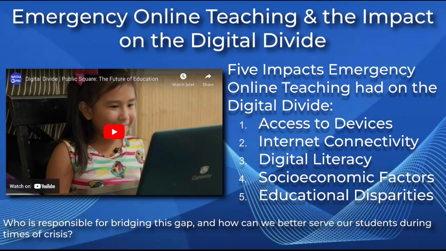There are 5 major impacts that emergency online teaching had on the digital divide. Ultimately, it caused us to be aware of everyone's equal access to devices, internet connectivity, digital literacy, socioeconomic factors, and educational disparities. When we think about this topic and the effects it had on society, it's important to think about who is responsible for bridging this gap, and how can we better serve our students during these times of crisis. A few of these impacts are referenced in the following video.